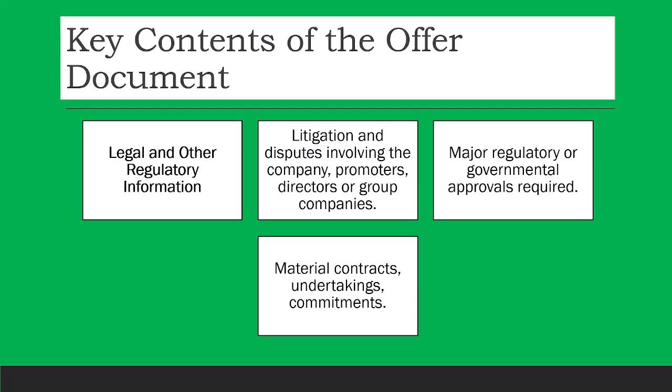Legal and other regulatory information: litigation and disputes involving the company, promoters, directors, or group companies, major regulatory or governmental approvals required, material contracts, undertakings, commitments. So usually whenever a company comes with an IPO or an FPO, they have to mention the major disputes which they're having, or legal cases which are being filed on the company or its promoters or directors or group companies. So they have to give full details, whether they would have any major impact on the company, or any major regulatory or governmental approvals would be required.